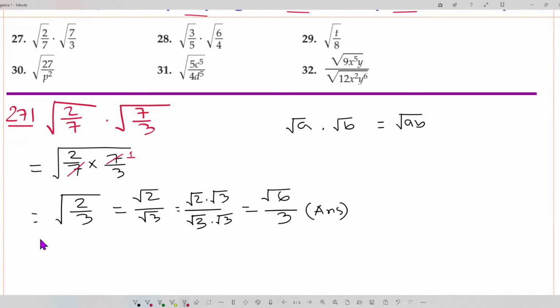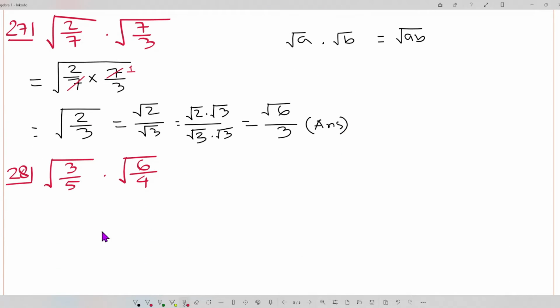Number 28. Root 3/5 times root 6/4. This one is also similar. First, this is root 3 over root 5, times root 6, and here root 4 means 2.